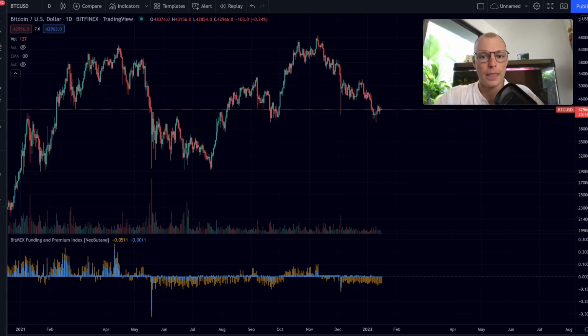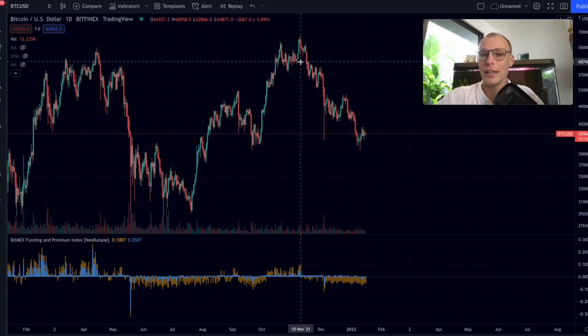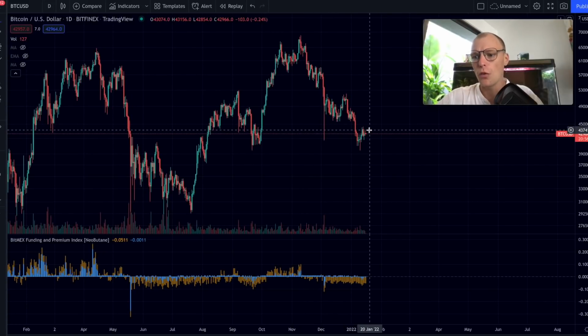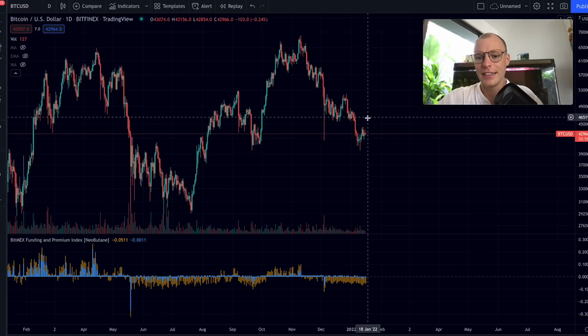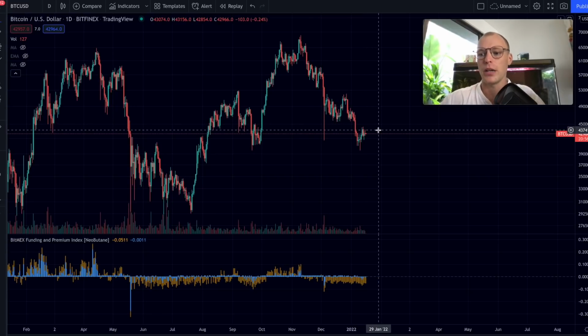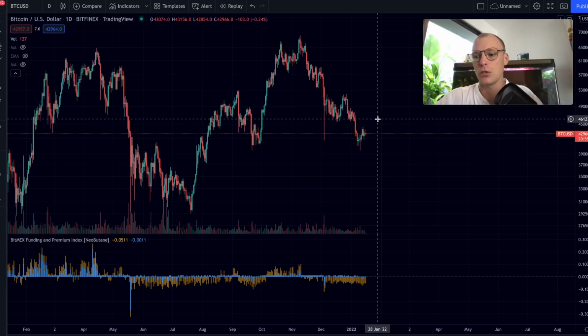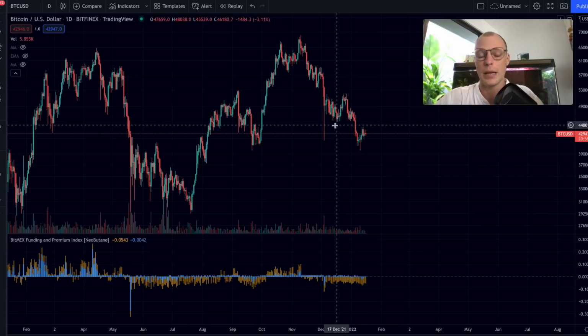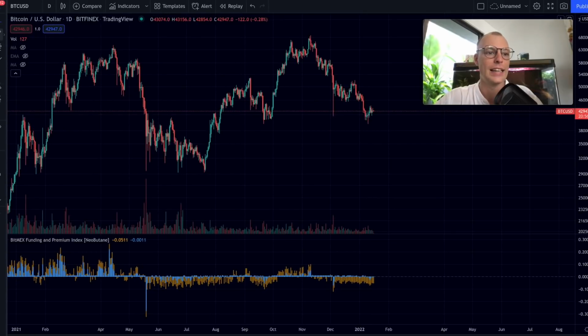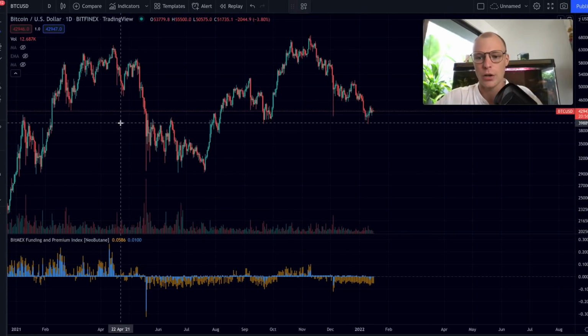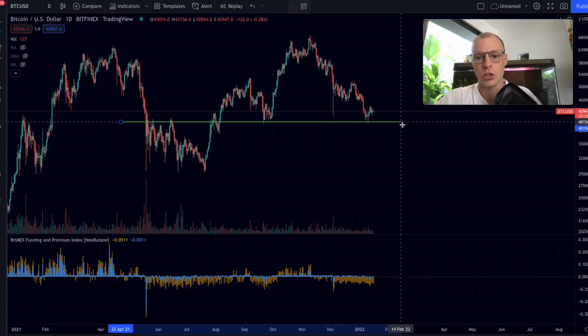So if Bitcoin moves to the upside, what needs to happen? Well, of course, we need to break above this. The first level we need to break is 43,700. The next level we need to break is 45,700. Those are going to be important levels for Bitcoin, and the level to the downside is going to be approximately 40,000 US dollars right here.